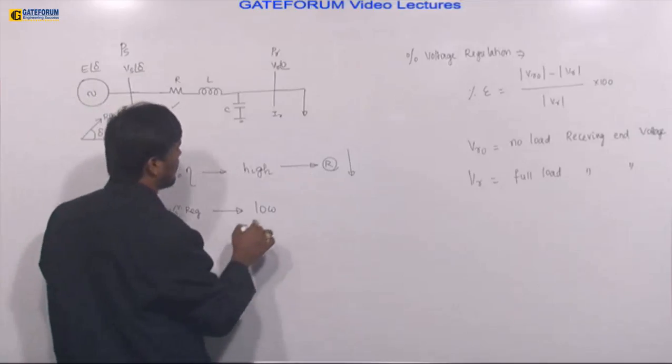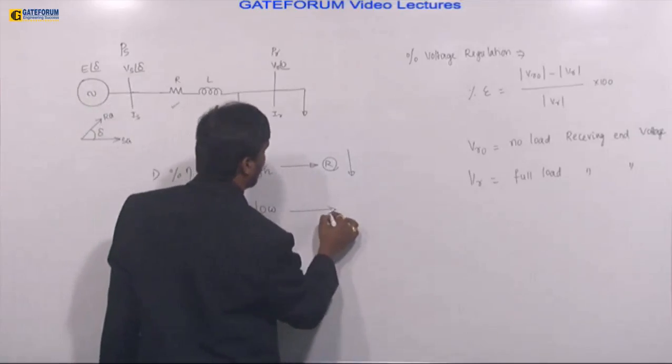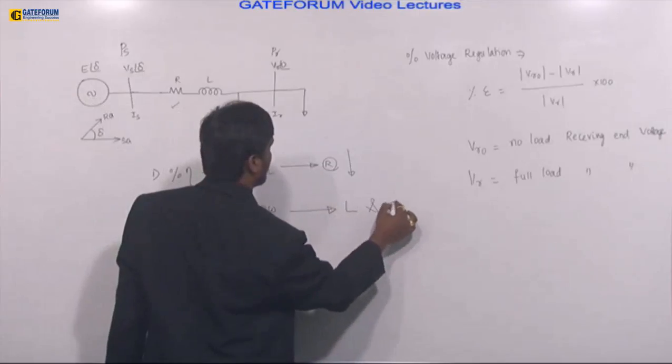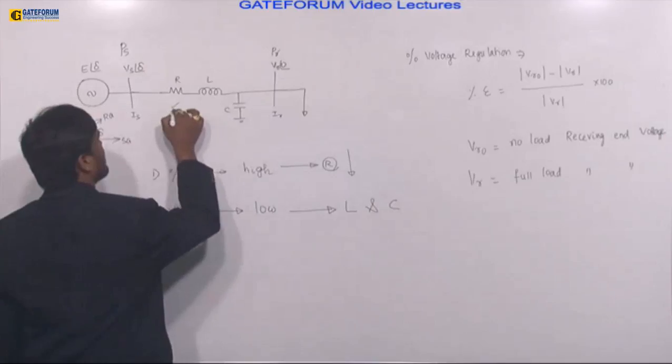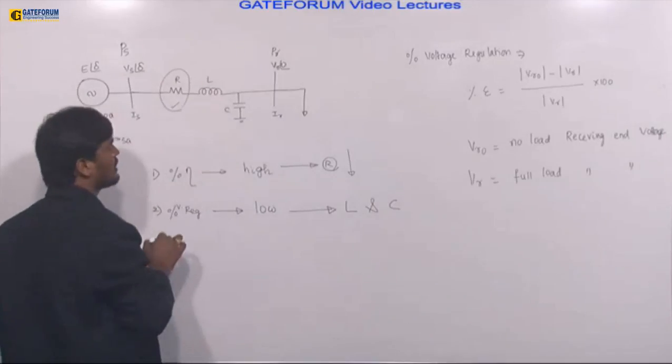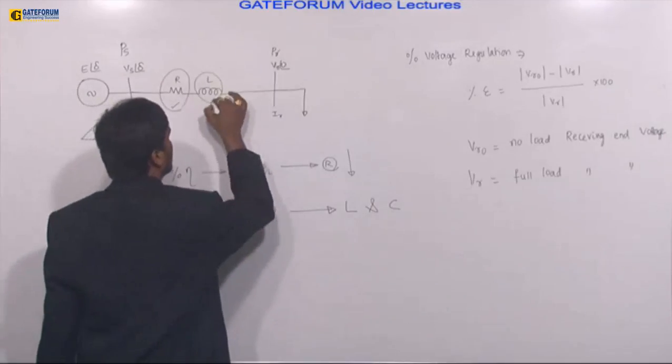Whereas voltage regulation depends on two elements. One is inductor, the other is capacitor. Efficiency depends on only one element. What is that? Resistance. Whereas regulation depends on two elements.